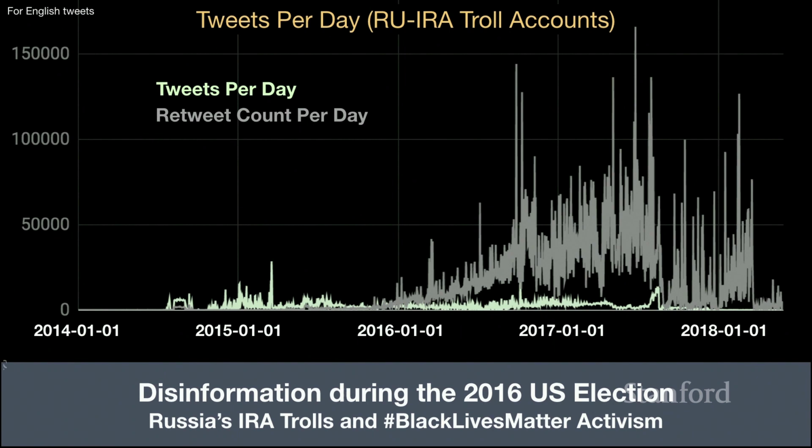The tweets are down here in the brighter color, and the retweets are up there in the darker gray. What you can see here is that for years, the IRA troll accounts toiled in relative obscurity. They picked up few retweets, and they had few followers. But that all began to change around December 2015. And that was right after they began to establish those political personas that we had accidentally found in our study.